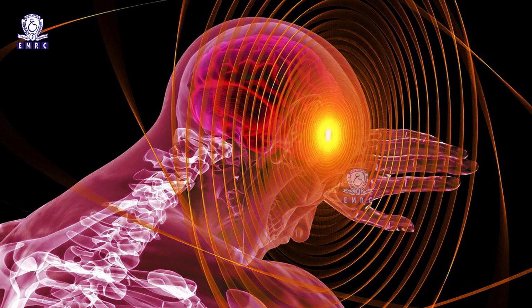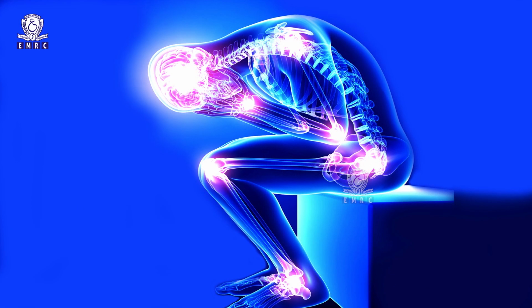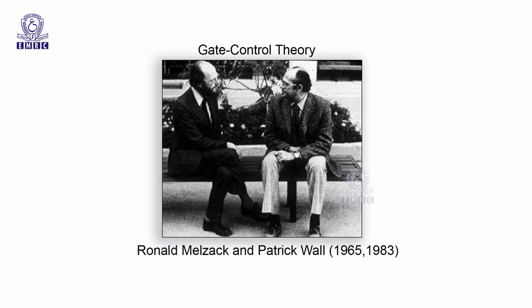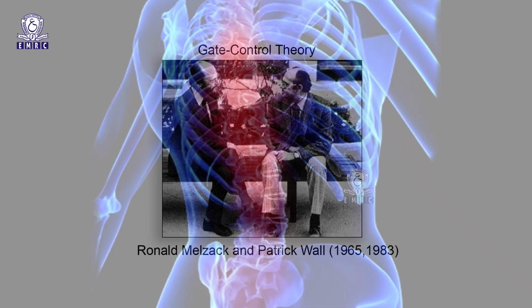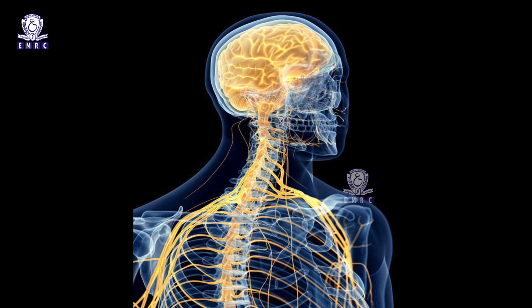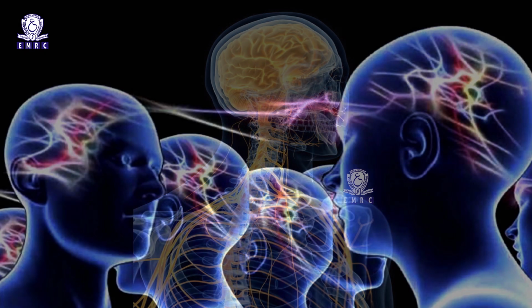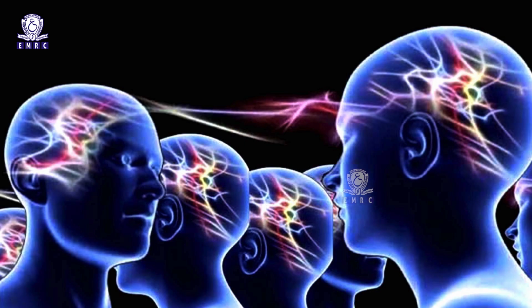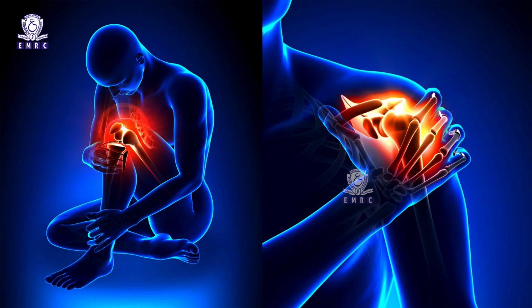Pain. Scientists are not certain how pain works, but one major theory attempts to answer the question. It is the gate control theory of Ronald Melzack and Patrick Wall in 1965 and 1983. These researchers contend that an area in the spinal cord can act like a gate and either block the pain messages or transmit them to the brain. Only so many messages can go through the gate at any one time.